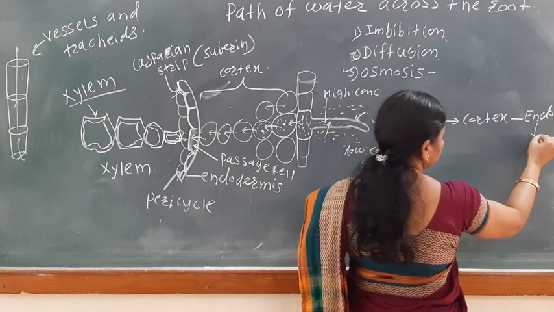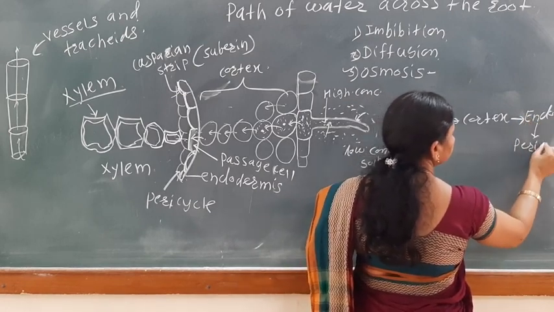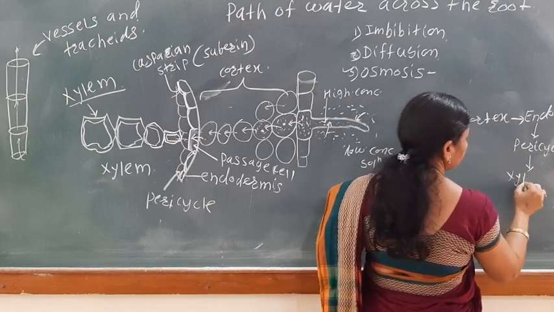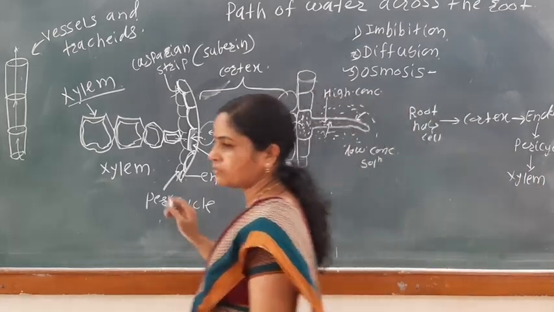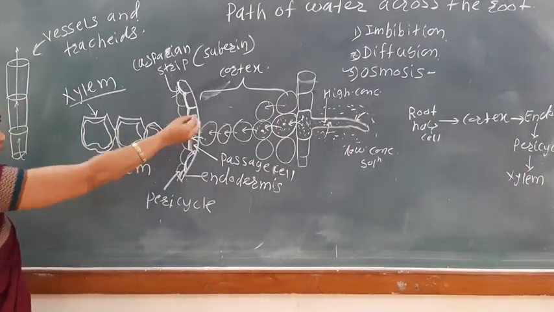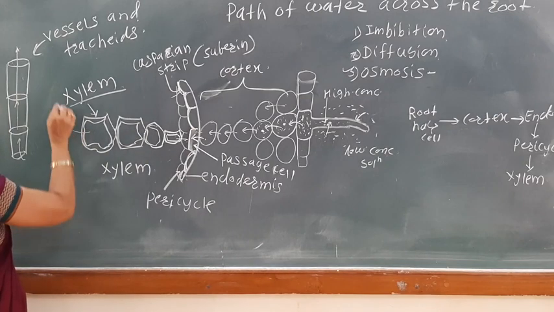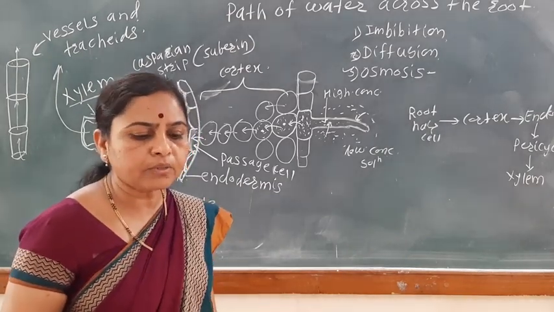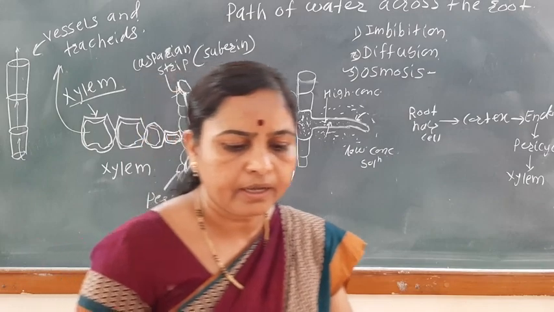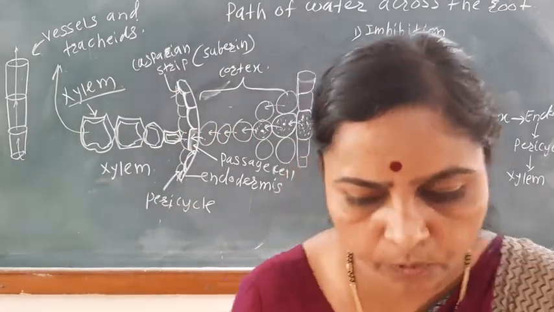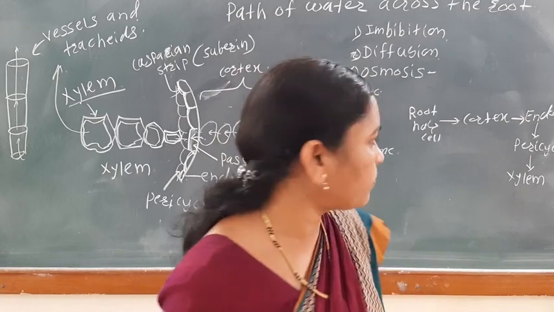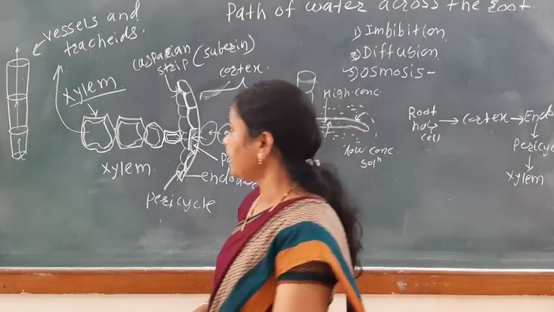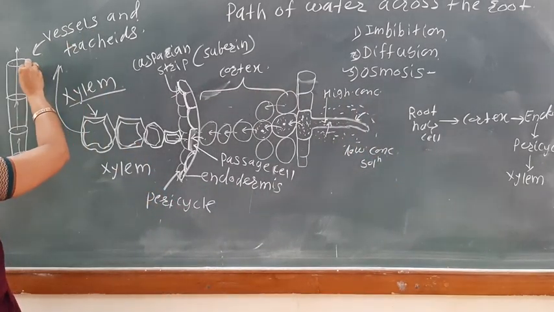Then from the endodermis to the pericycle, and from the pericycle it comes into the xylem. When it comes into the xylem, the water, due to some hydrostatic pressure, is taken up into the stem. So this is the path of the water across the root: the root hair, the cortex, endodermis, pericycle, and the xylem. In the xylem, the vessels have a structure like this.